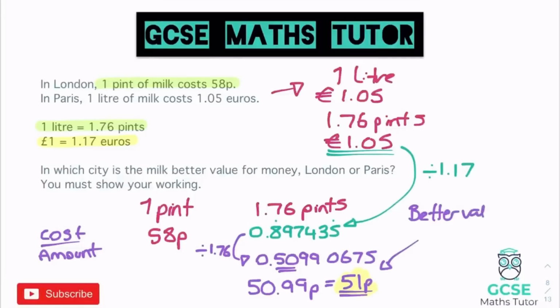There you go. Better value in Paris. There we are, and there's our final answer. So just thinking about the steps here before you have a go, obviously the first thing I did was I just wrote them both in the same units.